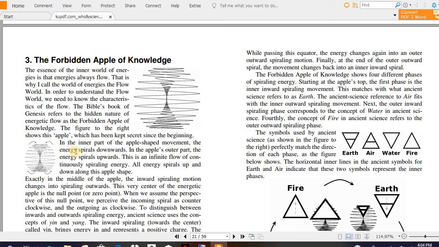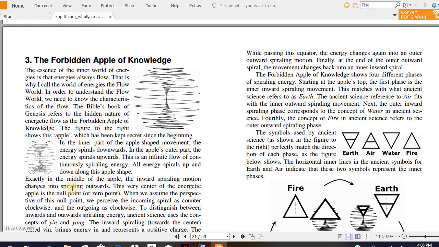In the inner part of the apple-shaped movement, the energy spirals downwards. In the apple's outer part, the energy spirals upwards. This is an infinite flow of continuously spiraling energy. All energy spirals up and down along this apple shape. A lot of people call it the toroidal flow or shape.